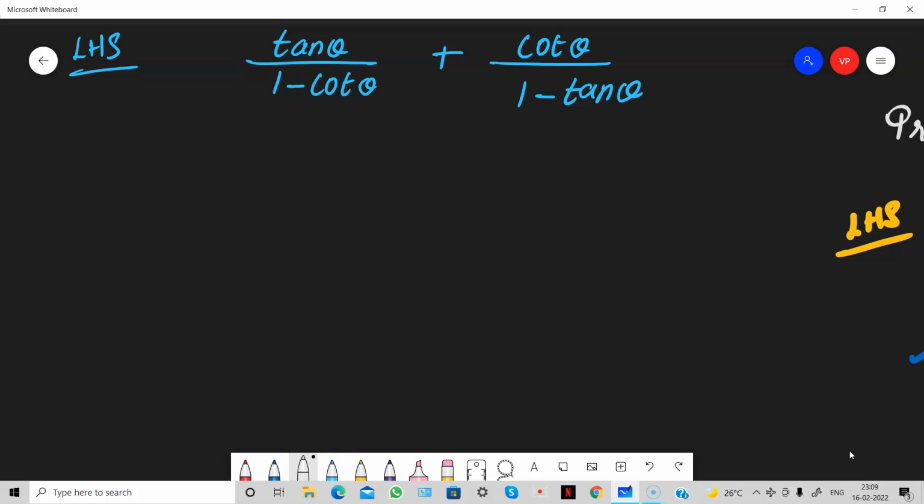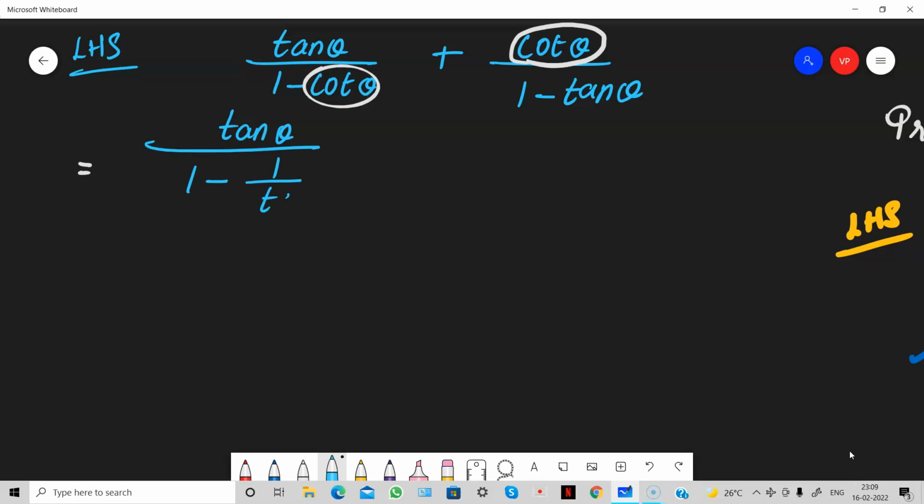As I said earlier, we are going to change cot theta. We write 1 by tan theta. So we have tan theta by 1 minus 1 by tan theta, plus, here also we have a cot, so you can write 1 by tan theta divided by 1 minus tan theta. What is the next step?